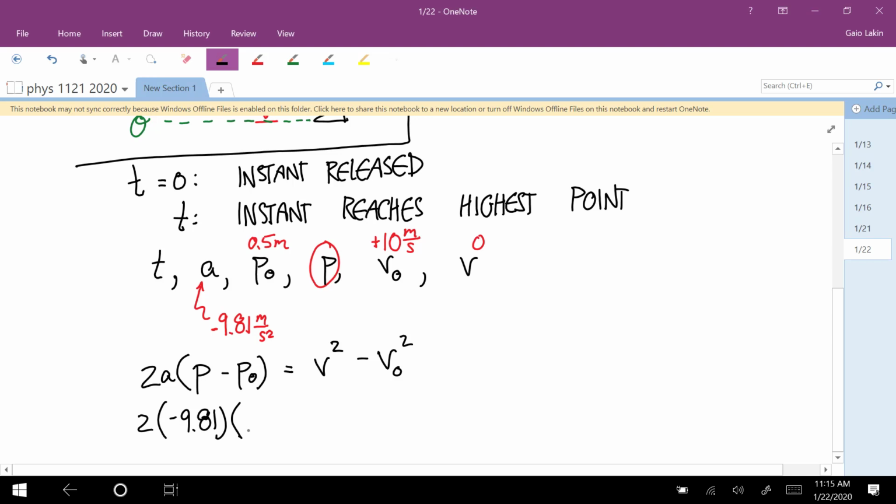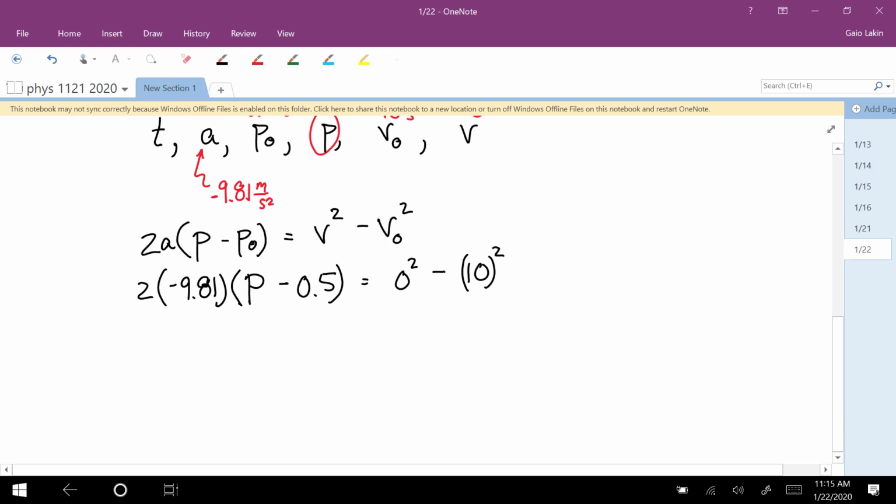Okay, so we're looking for this position p. Minus 0.5 is equal to 0 squared minus 10 squared. And so we have negative 19.62 p minus 9.81, plus 9.81 is equal to negative 100.